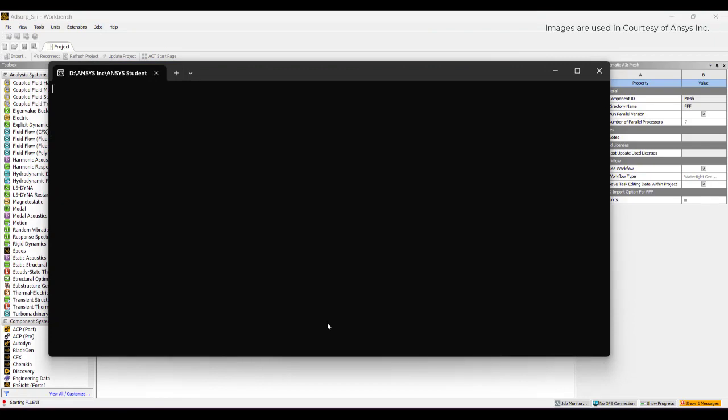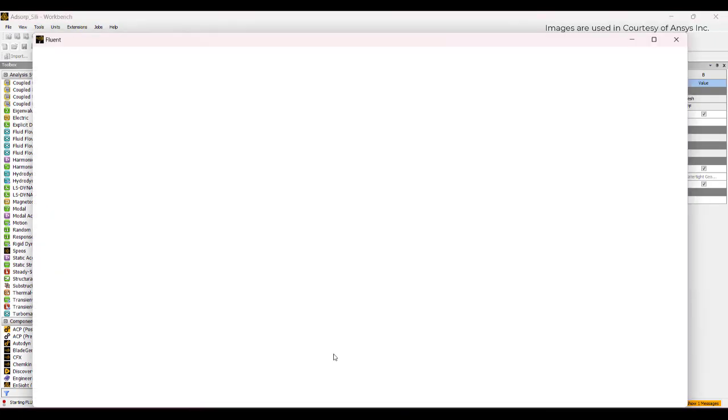So I've used Fluent meshing. If you want, you can use Ansys meshing also. It depends on your flexibility.